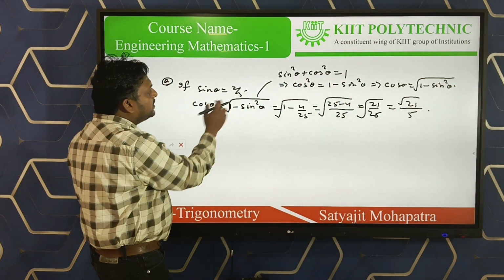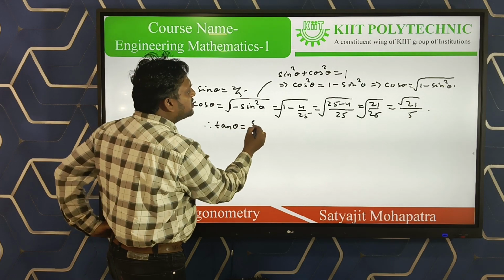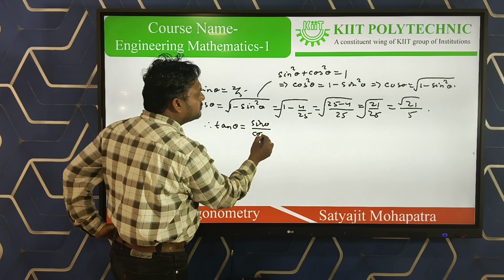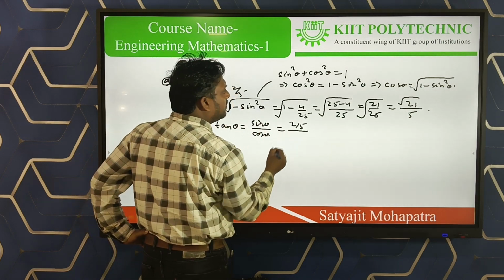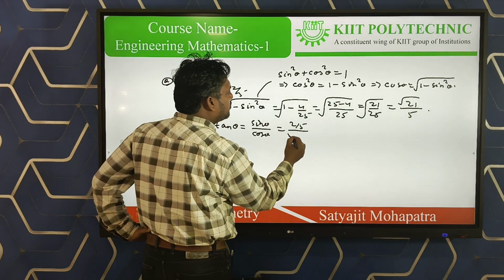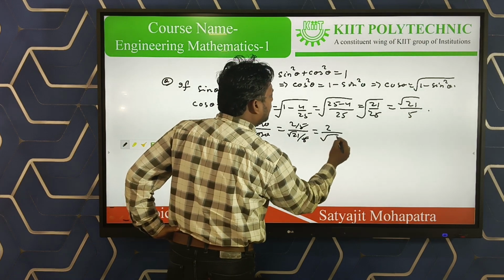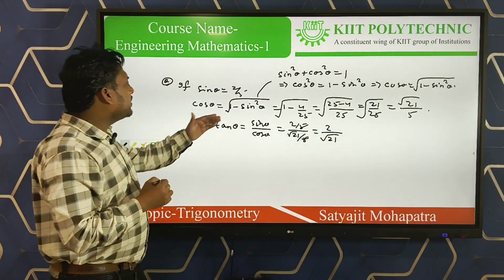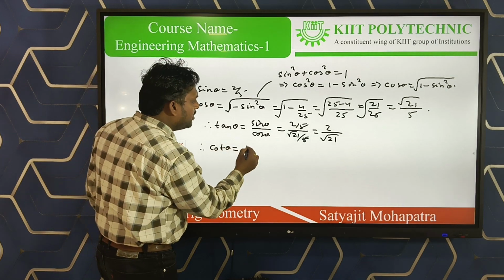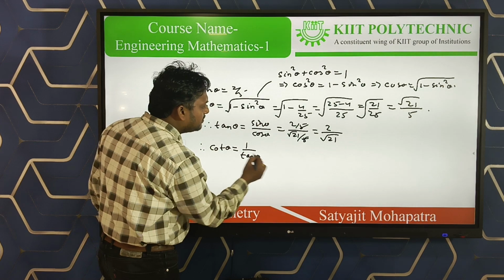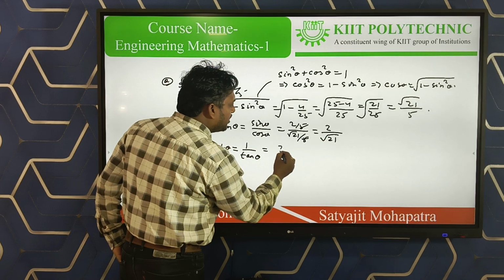So after finding sin theta and cos theta, one can easily find tan theta. Tan theta will be the ratio of sin and cos, already told. Sin theta is 2 by 5, divided by cos theta, which is root 21 by 5. So the 5 cancels, and this becomes 2 by root 21. After getting tan theta, you can easily find cot theta. Cot theta is the reciprocal of tan theta, that is 1 by tan theta. So 1 by 2 by root 21, take its reciprocal, it is root 21 by 2.